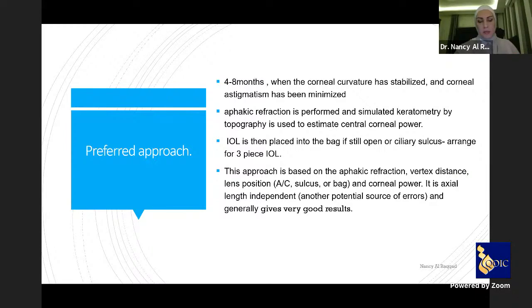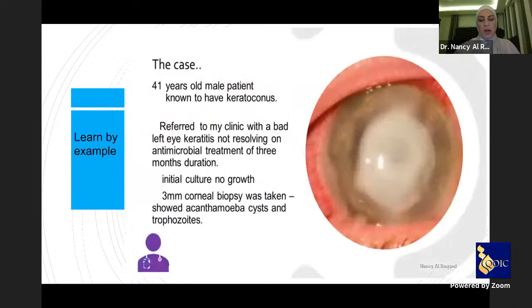It is axial length independent, which minimizes the error in this kind of calculation. And because we are learners by example, I'm just going to show you how different the approaches would be if we adopt a specific technique in dealing with these patients.